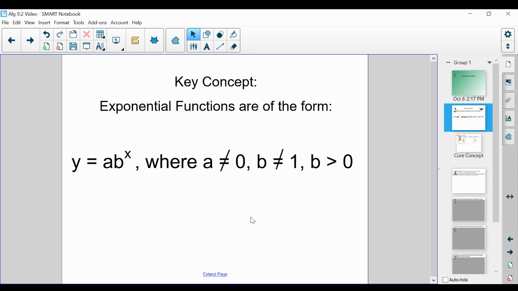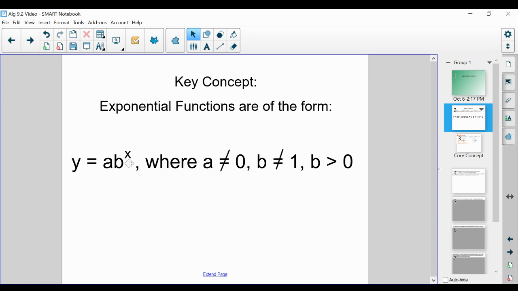So exponential functions are of the form y is equal to ab raised to the x power, where a is not equal to 0, b is not equal to 1, and b has to be greater than 0. So here's what we mean by that.